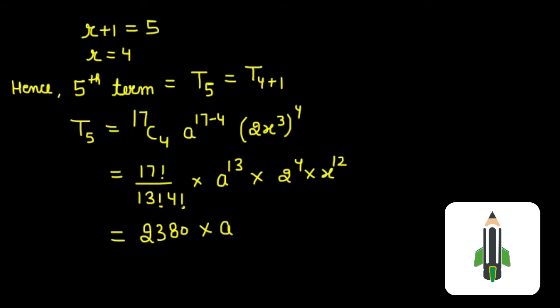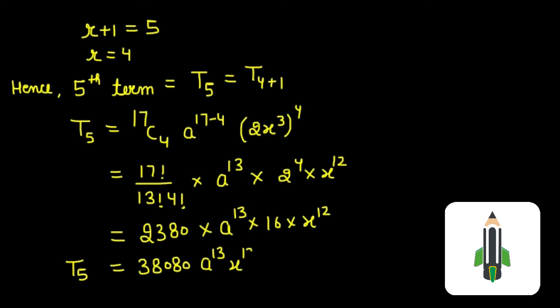To solve this, we will get a raised to the power 13 multiplied by 16 multiplied by x raised to the power 12. To solve this, we will get 38080 a raised to the power 13 x raised to the power 12, or it can be written as 17C4 a raised to the power 13 multiplied by 16 x raised to the power 12.